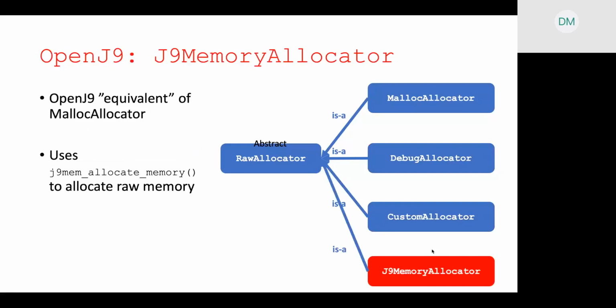And that's basically it for raw memory. Sorry, I forgot. There's an OpenJ9 specific one too. OpenJ9 uses memory allocation routines that are defined inside the OpenJ9 JVM. There's a function like J9 mem allocate memory, which is used to allocate raw memory rather than malloc, and free, because OpenJ9 likes to track all of the memory that's being allocated by all of its components, not just the compiler. So rather than use malloc and free, it uses J9 mem allocate memory and free memory, and that gets represented as a J9 memory allocator, but that's in the OpenJ9 project, just for information purposes.